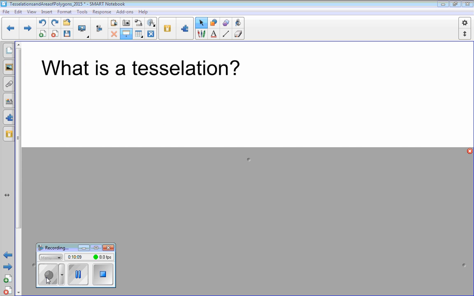Who knows what a tessellation is? If I say the word tessellate, what does that mean?